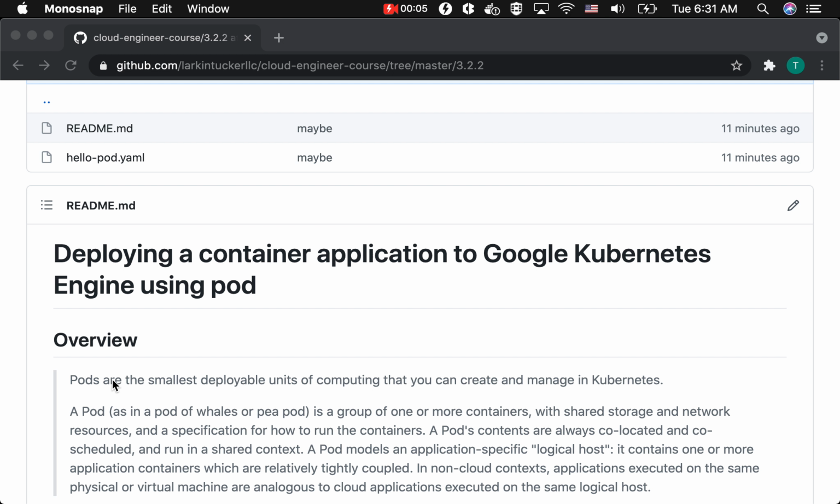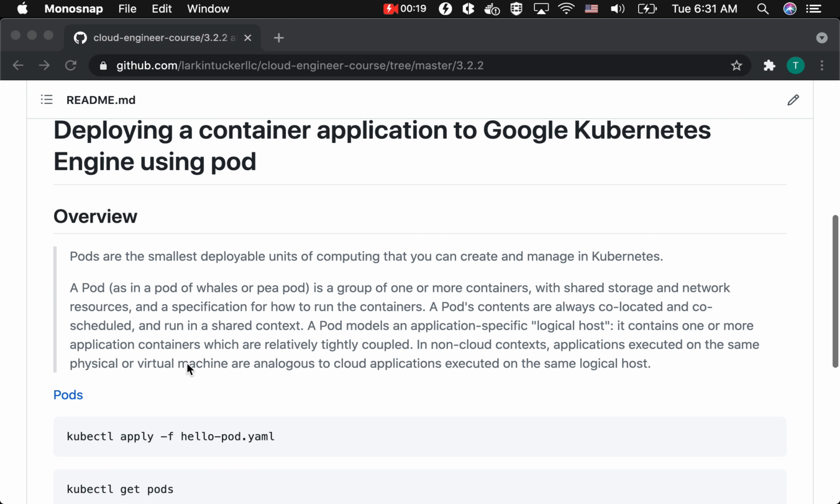Hello, this section is entitled Deploying a Container Application to Google Kubernetes Engine Using Pod. That title's straight out of Google's docs, so I would say pods here, but that's an aside. Pods are a Kubernetes concept, first of all, and they build off of containers that we learned before.